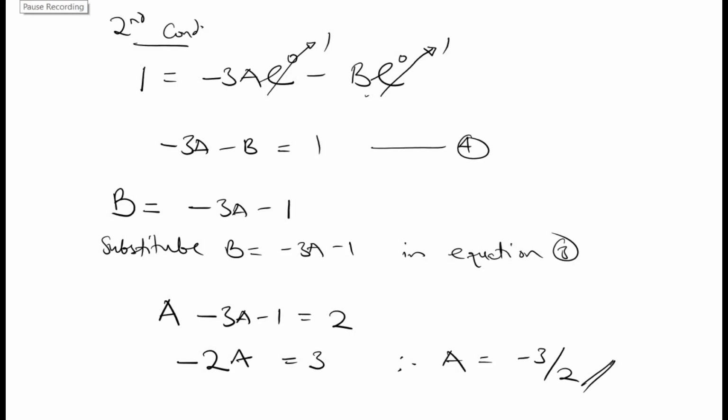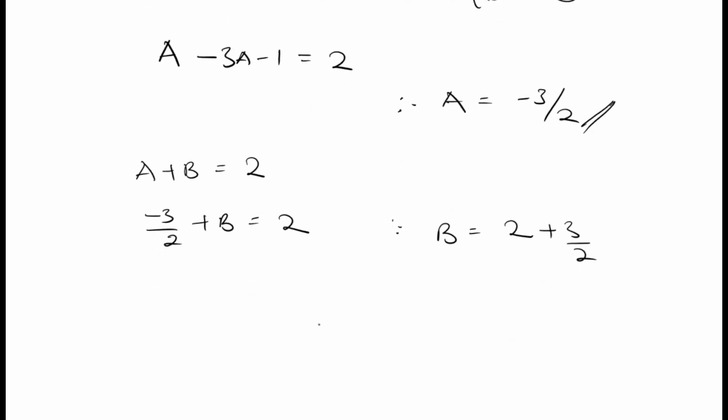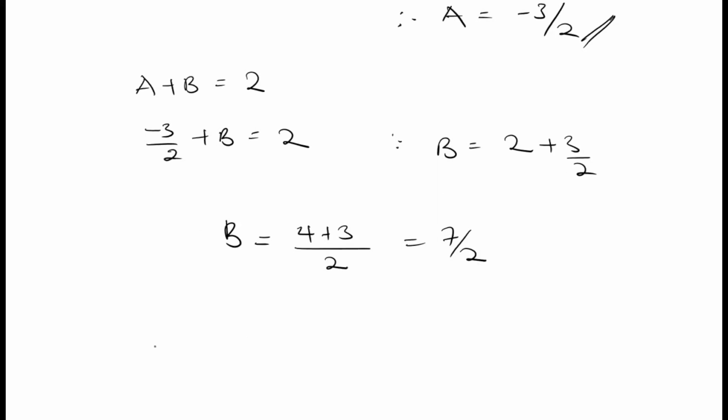Using the value of a I've gotten as negative 3 over 2. My equation 3, which says a plus b is equal to 2, and now you know a is minus 3 over 2, so minus 3 over 2 plus b is equal to 2. So now I can say b is equal to 2 plus 3 over 2. Now here I can say b is equal to LCM 2 here, 4 plus 3, which will give me 7 over 2. So now I have my a as minus 3 over 2 and b as 7 over 2.